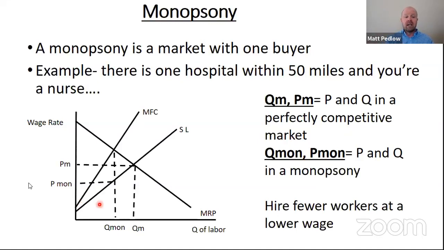So in a normal marketplace, a perfectly competitive market, you would hire at PM and QM, okay? That is the price and quantity in a perfectly competitive market. Believe it or not, the NBA is considered kind of a monopsony, because if you are a professional basketball player and you want to go pro, there's really only one league.